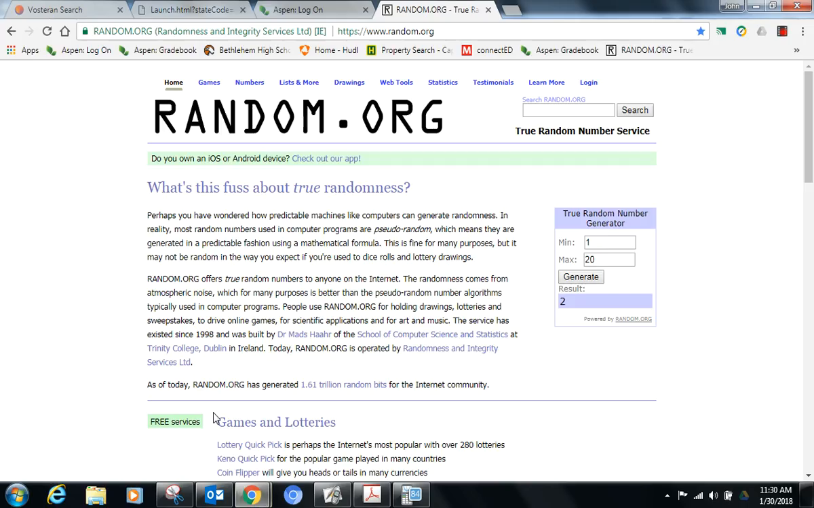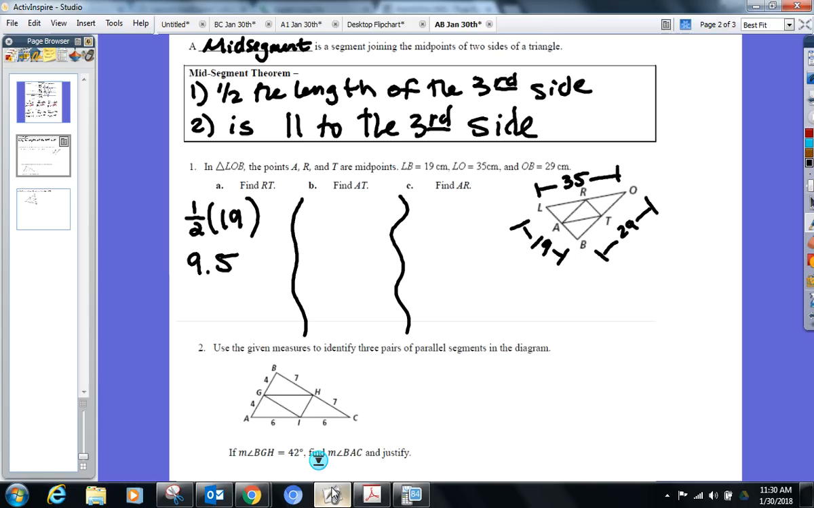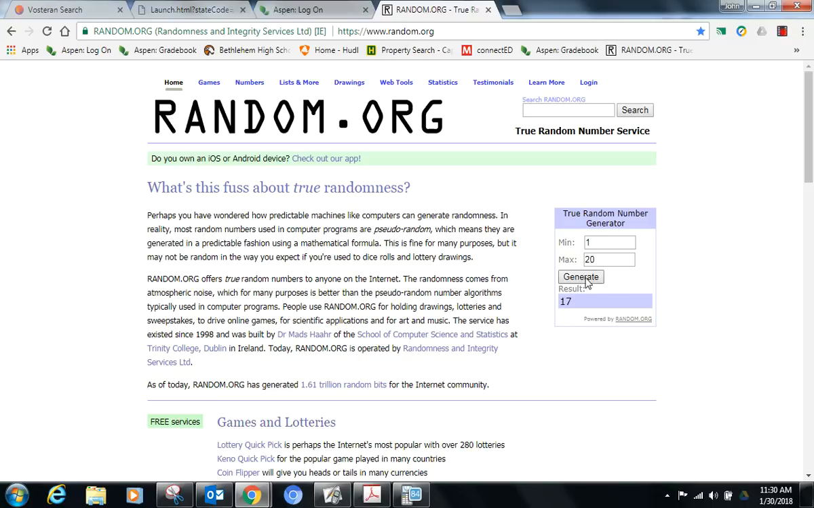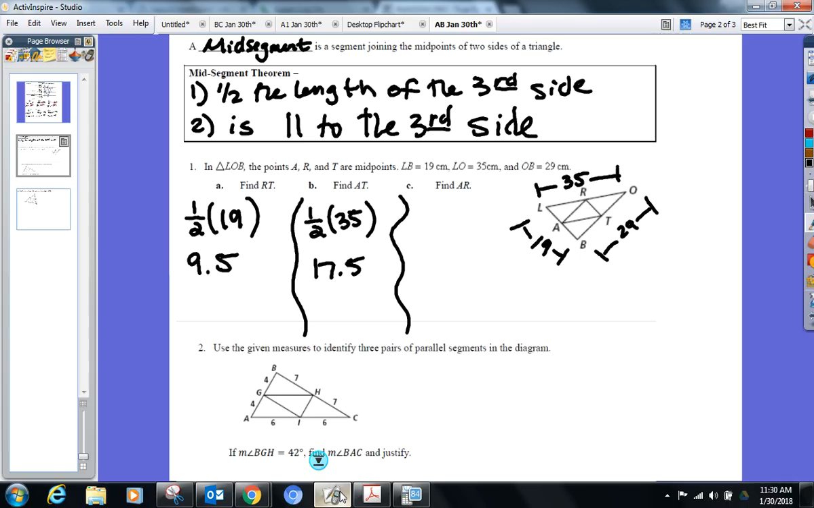What do you have and how are you getting it? AT. How are you getting that, Nick? So AT, its third side is 35, so I'm going to take half of 35. And yes, 17.5. And then how about AR? 14.5. Taking half of what, Max? OB, 29. Yep. Everyone all right? Okay. Any issues? Moving on.